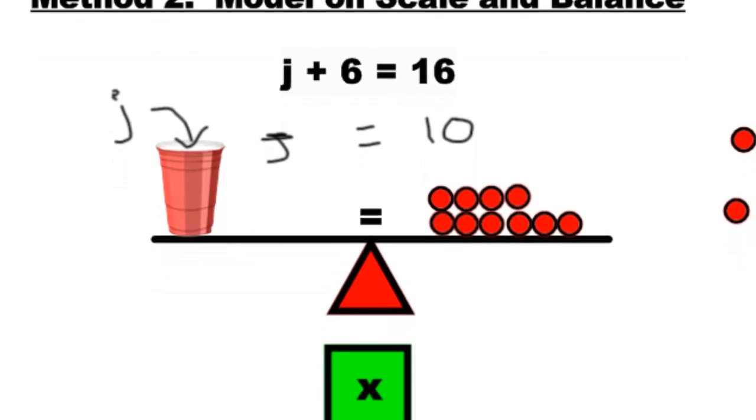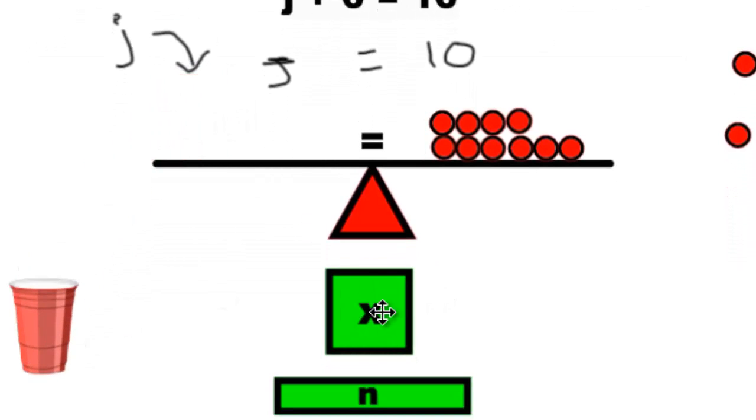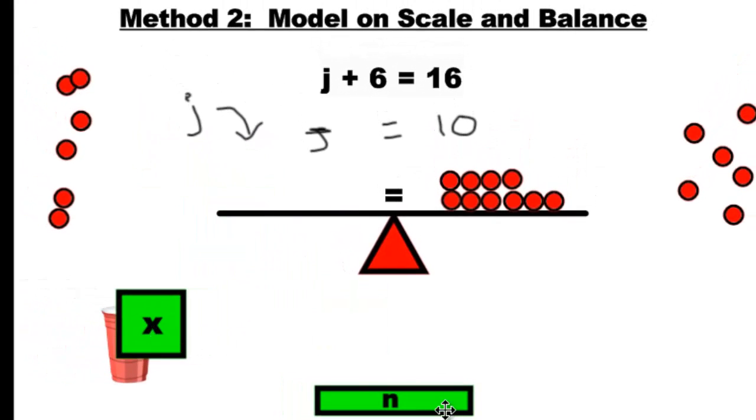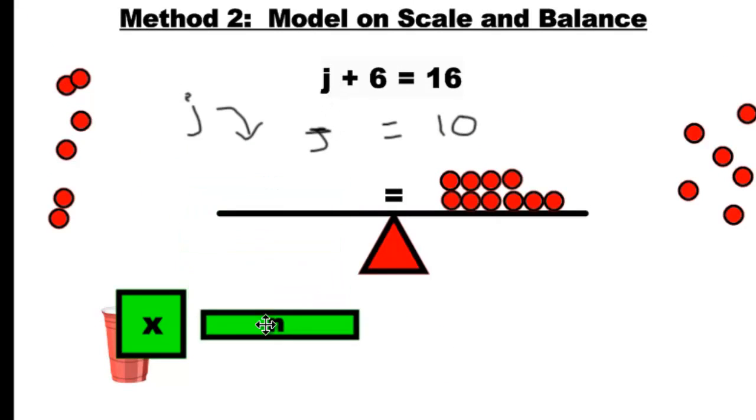If you don't like using cups, you can use any of these. You can replace the cup and put one of these instead. Or put one of these. You can change the letter if you want. If you don't want to use J, you can use N or anything else that you want.